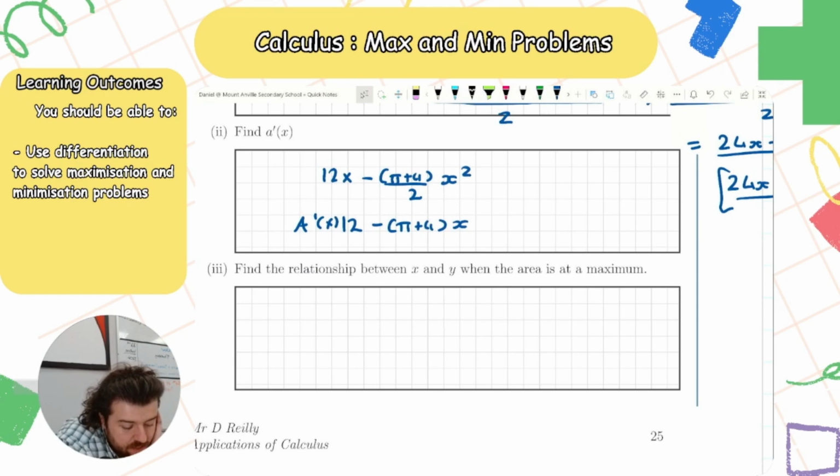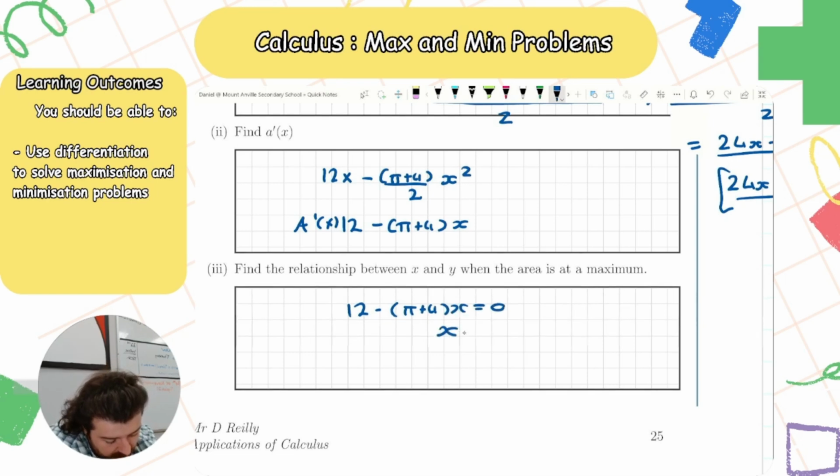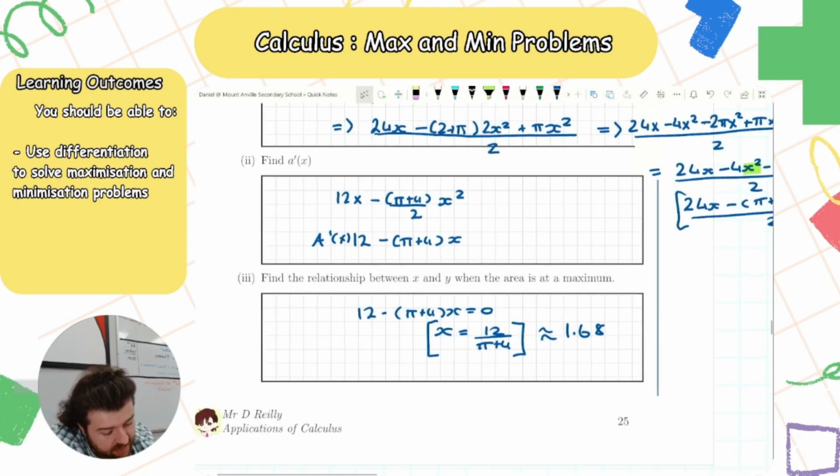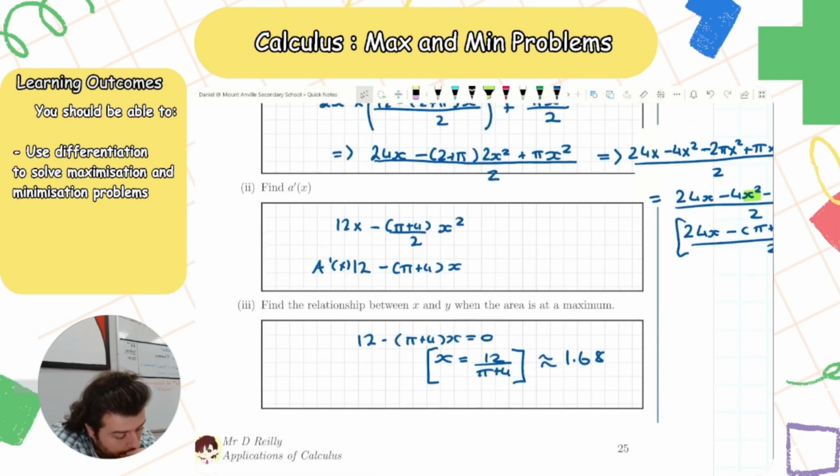Find the relationship between x and y when the area is at a maximum. So when the area is at a maximum, the first derivative equals 0. So x is going to be equal to 12 over pi plus 4. And if you do that, you get x is roughly equal to 1.68.